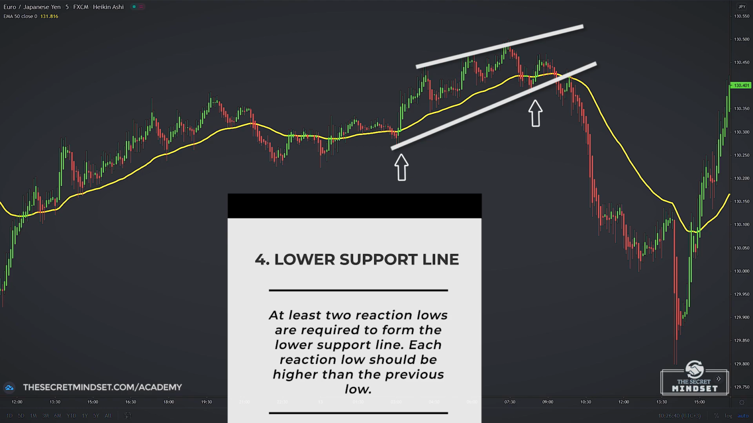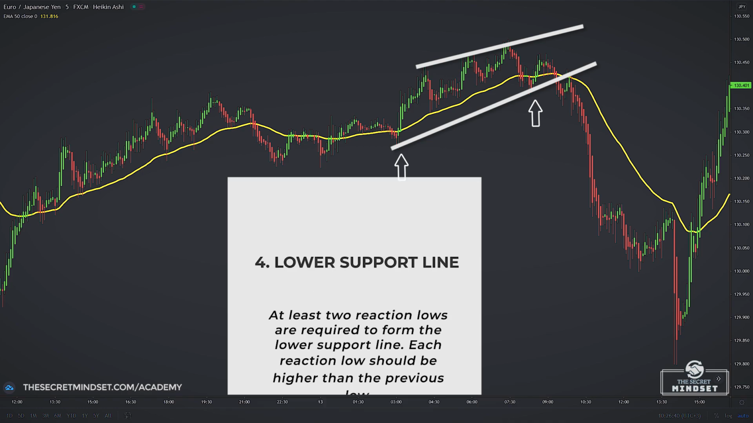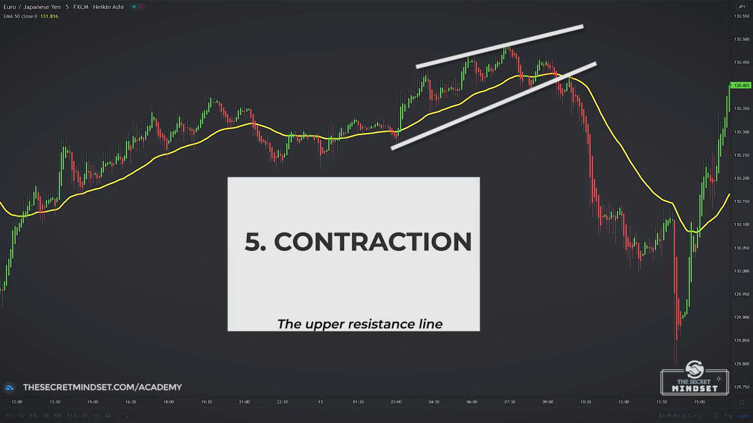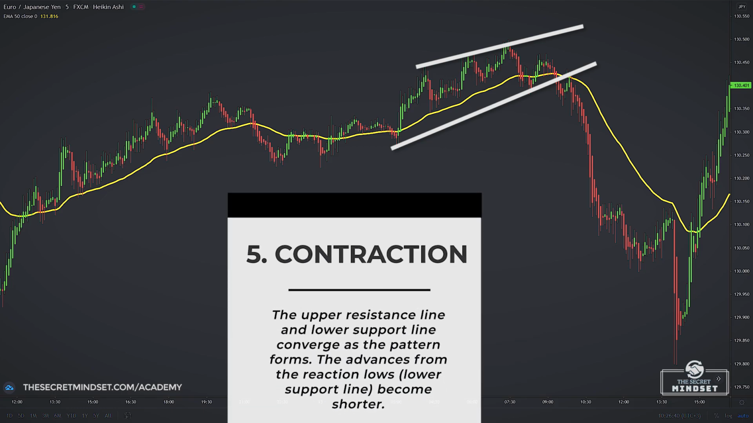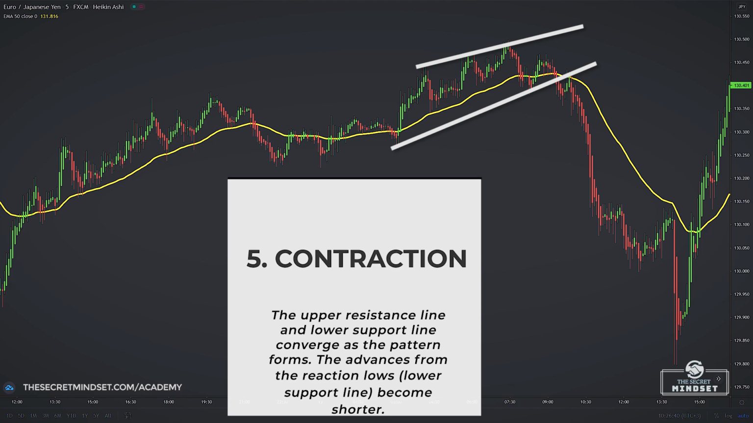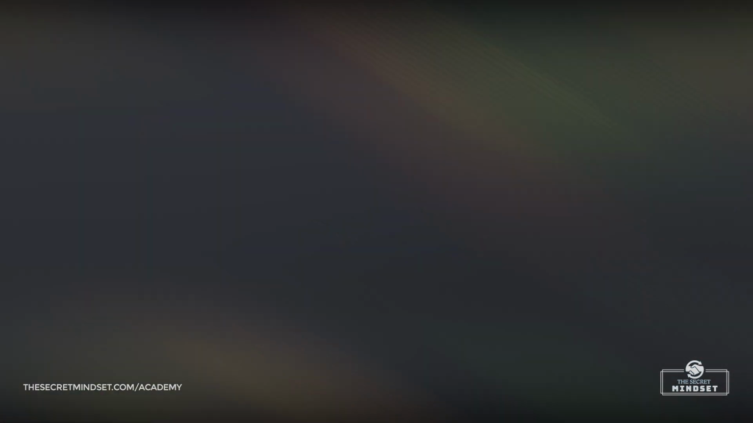Each reaction low should be higher than the previous low. Number 5. Contraction. The upper resistance line and the lower support line converge as the pattern forms. The advances from the reaction lows, the lower support line, become shorter and shorter, which makes the rally unconvincing. This creates an upper resistance line that fails to keep pace with the slope of the lower support line.